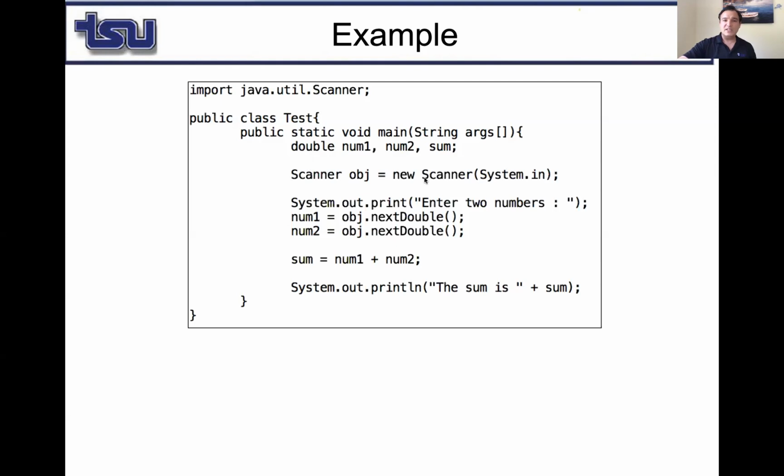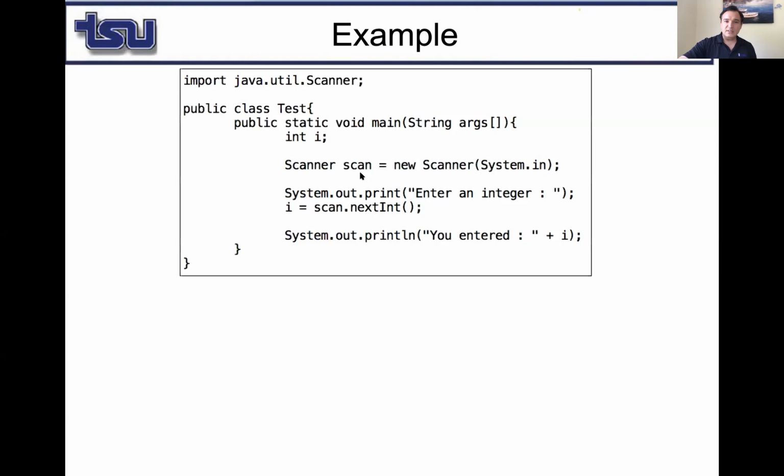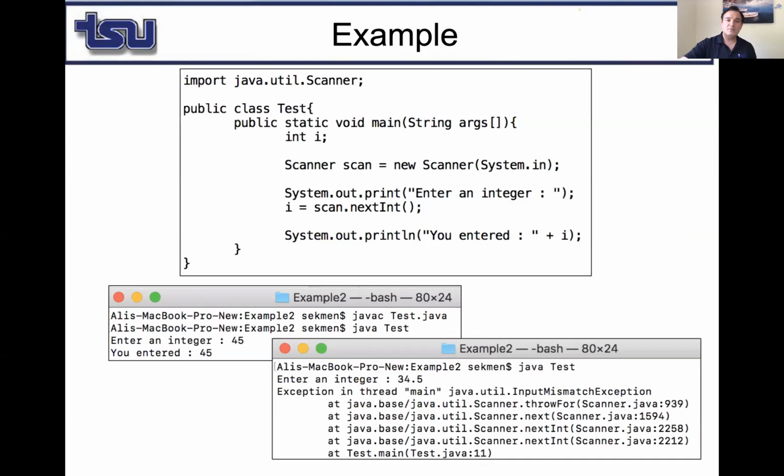I created a Scanner object. This time I called it obj on purpose. I can name it anything. But if I named it obj, I must call nextDouble via obj. In the previous one, I had Scanner and nextInt was called via scan. I called nextInt via scan. Whatever the name of the object, you must call your method via what? That object.